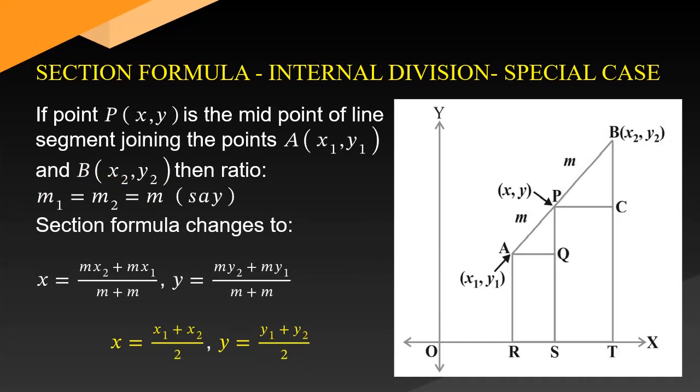Now discussing a special case of the section formula for internal division. Let us suppose the point P as shown in the figure is the midpoint of AB. If it is the midpoint, then say m1 equals m2 equals m. If it is the midpoint, then both the ratios are equal, isn't it? So the section formula changes to x equals x1 plus x2 upon 2, y equals y1 plus y2 upon 2.